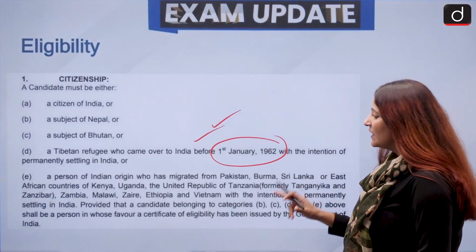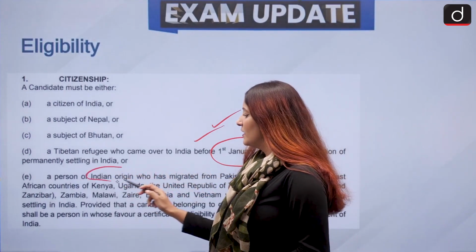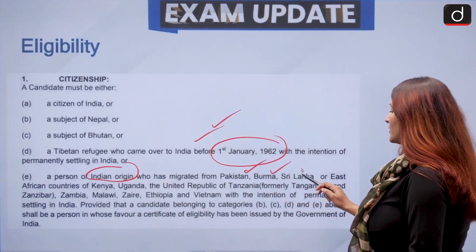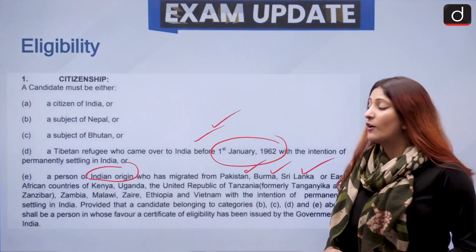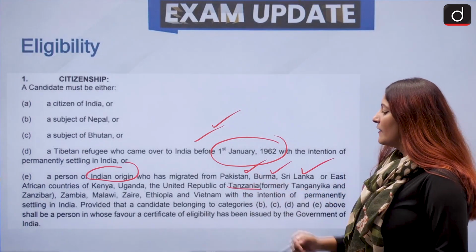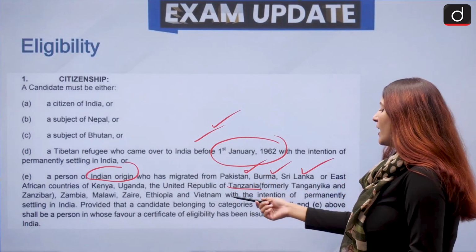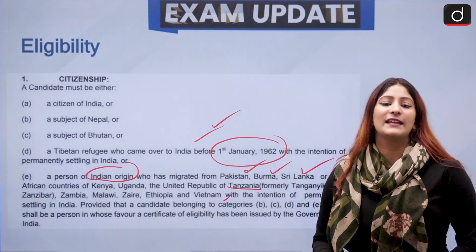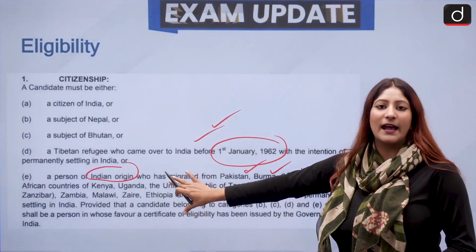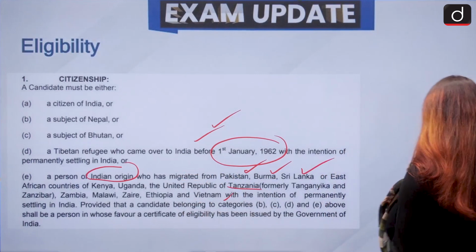Then a person of Indian origin, the key words here being Indian origin, who has migrated from Pakistan, Burma, Sri Lanka, East African countries of Kenya, Zambia, Uganda, Tanzania, as well as Malawi, Ethiopia and Vietnam, but you have the intention of permanently settling in India, then of course you are also eligible. For this particular category, please do look at the notification carefully.